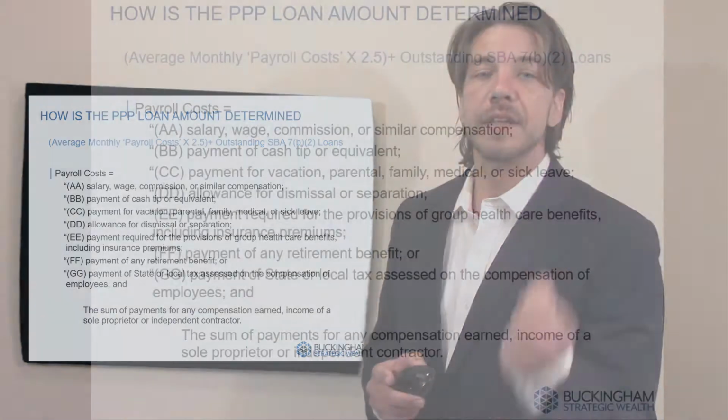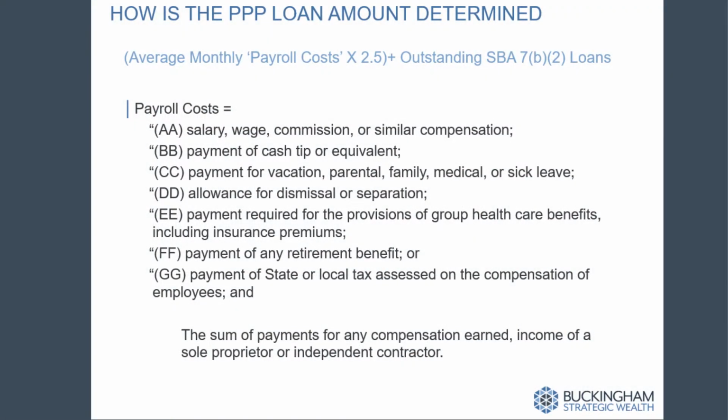So the loan amount is based off of your average monthly payroll cost times 2.5, so 2.5 months of average payroll cost, plus any outstanding SBA 7(b)(2) loans. On the payroll cost side of things, it's the salaries, the equivalent of salaries, payment for vacation and sick time, allowance for dismissal, the required provisions for health insurance and health benefits. It also includes, importantly enough, retirement benefits that were funded over the prior 12 months, as well as payment of state and local taxes assessed.